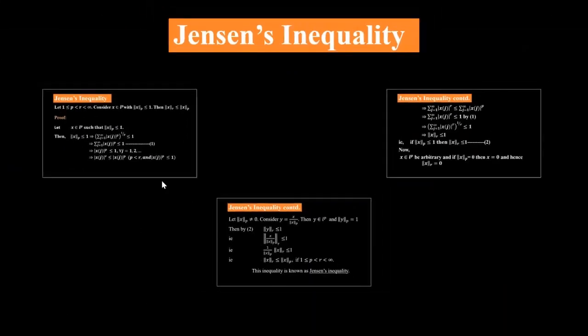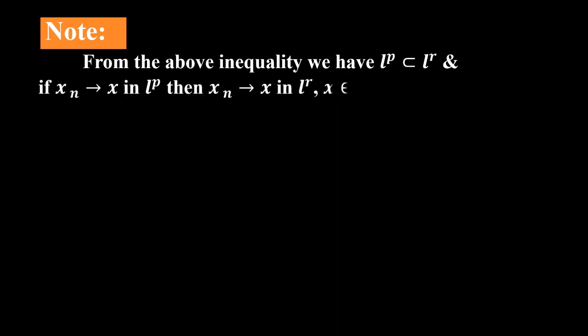Now we will use this inequality to prove another result. From the above inequality, we have l^p is contained in l^r. And also, if x_n converges to x in l^p, then x_n converges to x in l^r, for all x belonging to l^p. We can easily prove this result.